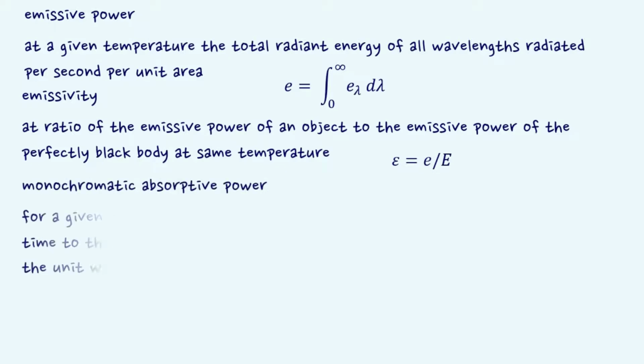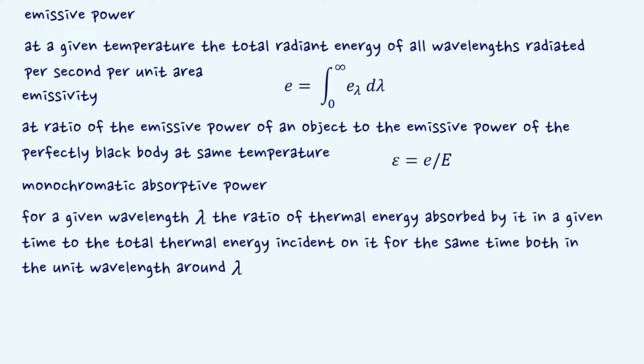Next term is monochromatic absorptive power. The monochromatic absorptive power of a body for a given wavelength lambda is defined as the ratio of the thermal energy absorbed by it in a given time to the total energy incident on it for the same time, both in the unit interval of wavelength range around lambda, that is lambda plus minus half.